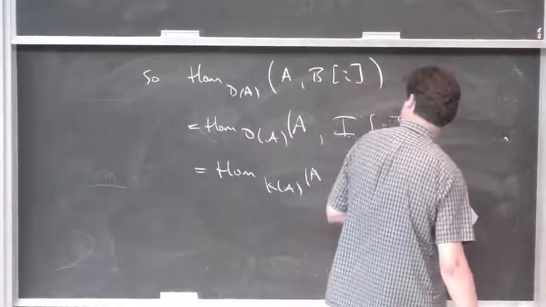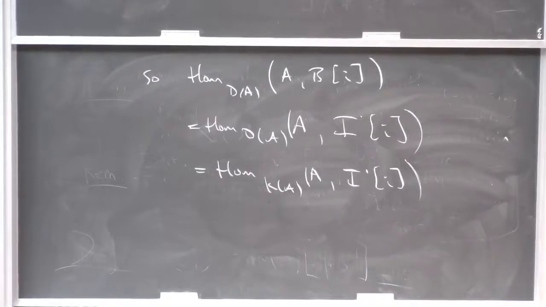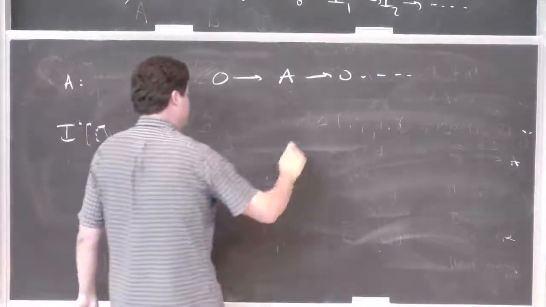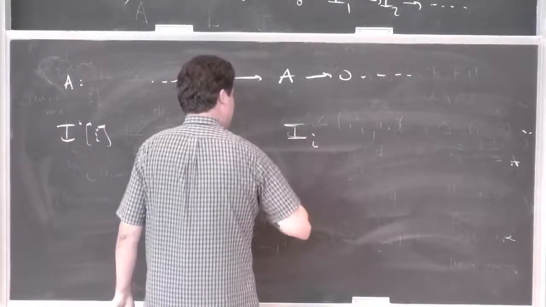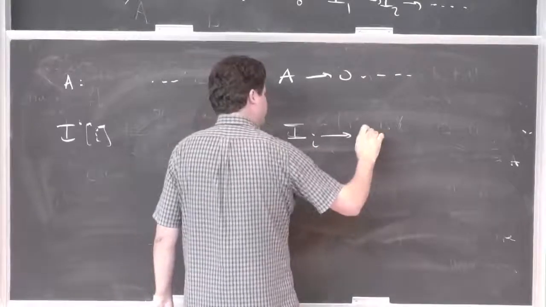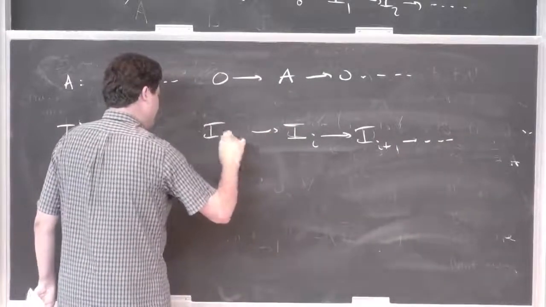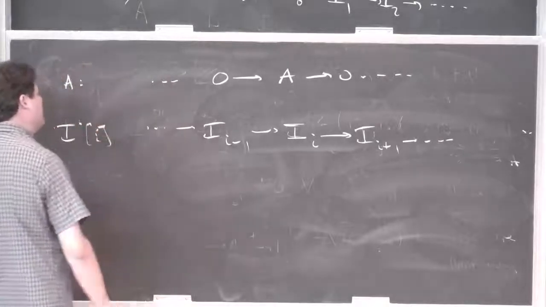And what is that? What is a map from A to that injective complex in the homotopy category? So here's A. And here's my injective resolution shifted by i, just to give you a feeling of how this works. So in degree 0, we're now going to have the ith piece of that complex, going to the (i+1)st piece and so on, coming from the (i-1)st piece, and so on.